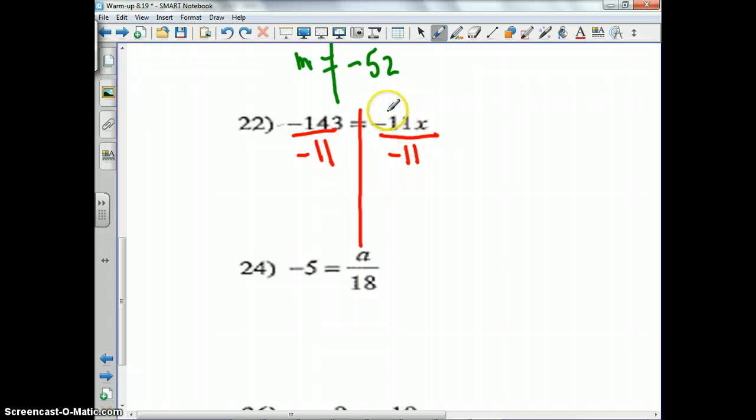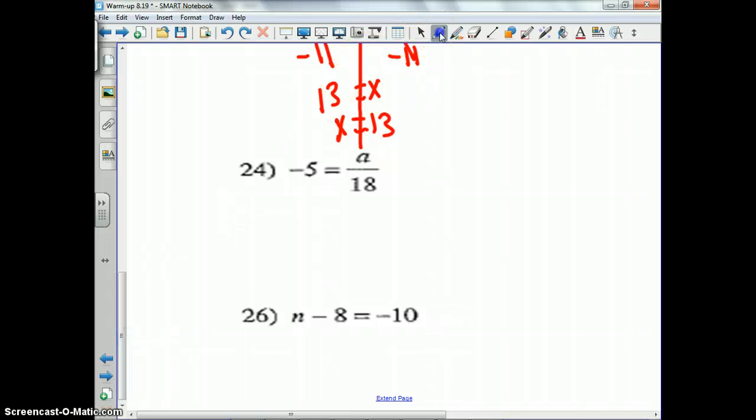Just like that. And that cancels and makes 1x, which is what we wanted. Negative 143 divided by negative 11 equals positive 13. And once again, we always want to put that x first, so I'm going to flip it around and put 13 first.